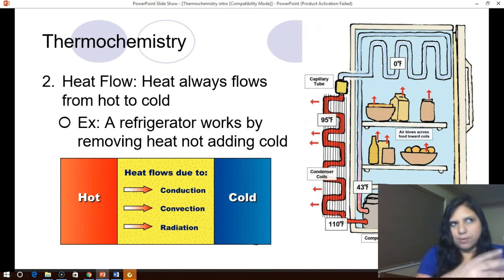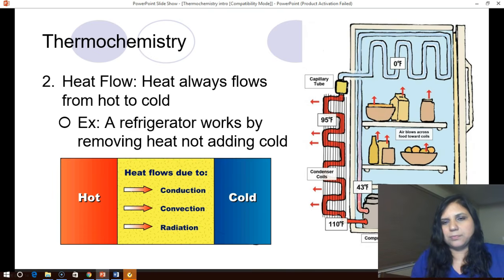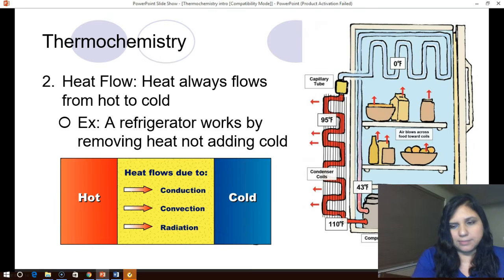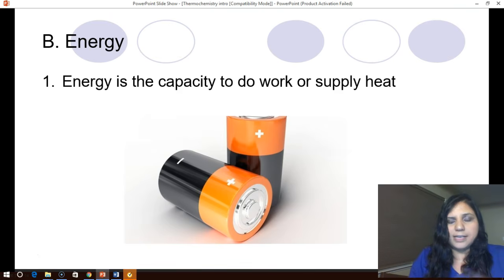So it feels warm around your fridge. It doesn't add cold, it just simply removes heat. All right, next we're going to talk about energy. And energy is the capacity to do work or supply heat. Do work, move something, or produce some heat to change it, cook it, maybe, possibly.